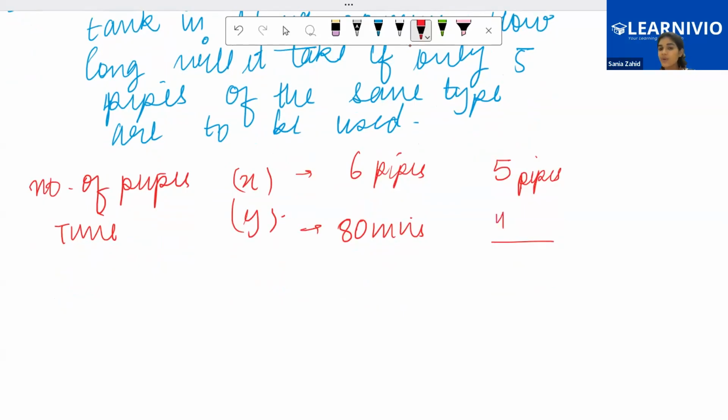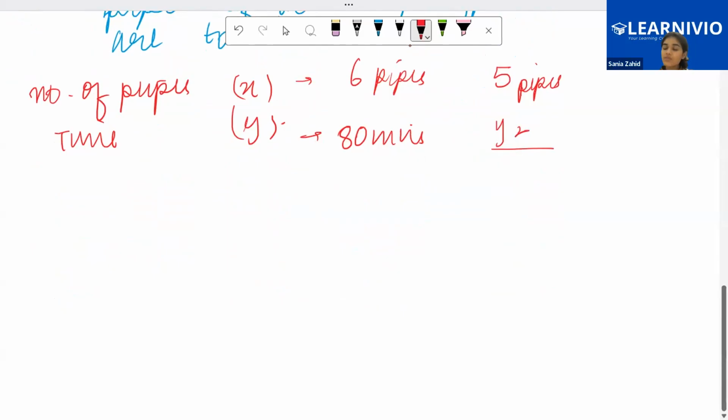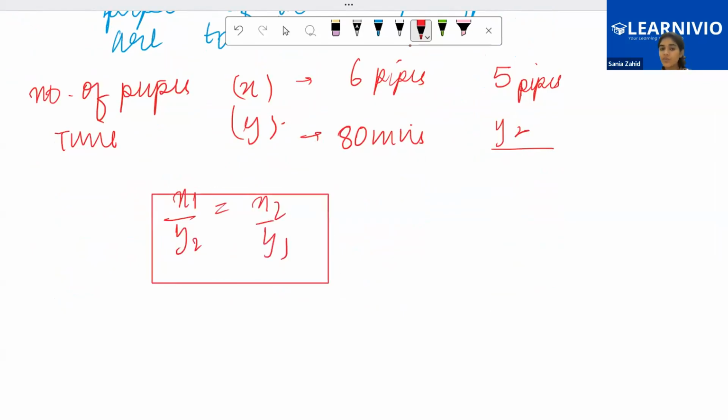So let's suppose this value is y2. What is the formula that we use? x1 by y2 is equal to x2 by y1. That is, x1 y1 equals x2 y2. Very good. So this is the formula we use.